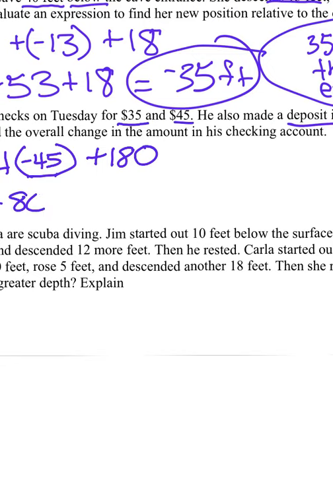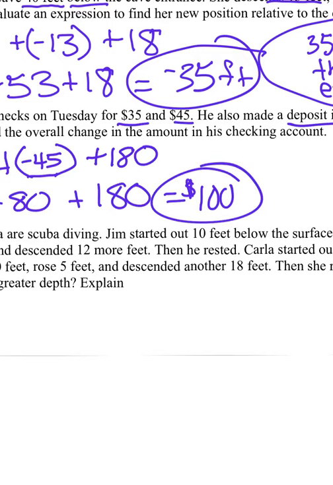Negative 80 plus 180. Now our signs are different, so we're going to add or subtract. Subtract, and you get what? 100. So $100 in Alex's account.